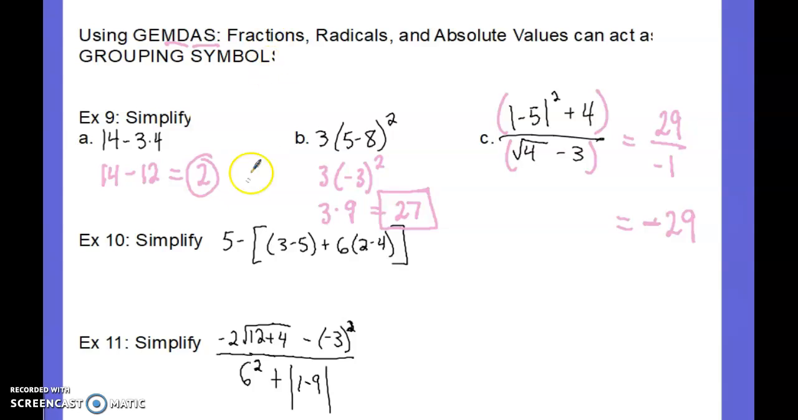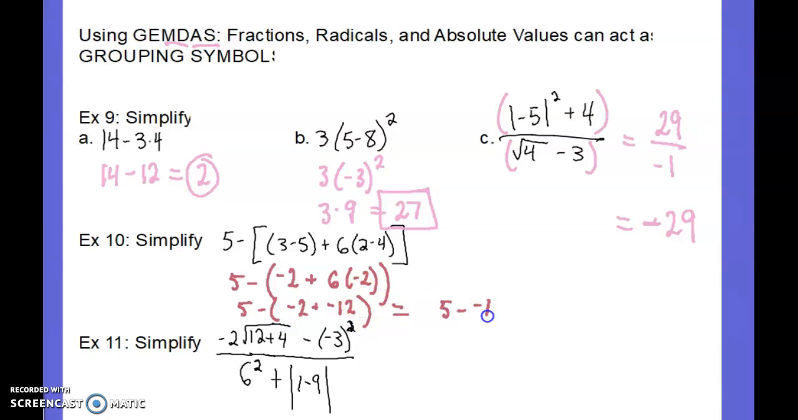Don't forget, brackets are also parentheses. So as we simplify exercise 10, you want to do inside the brackets first, which inside the brackets is also parentheses. So we have negative 2 there, plus 6 times negative 2 minus 4 is negative 2. And then you multiply 6 times negative 2. That's negative 12. Negative 2 plus negative 12 is negative 14. So we have 5 minus negative 14. And 5 plus 14 gives me 19. Double check with your calculator.